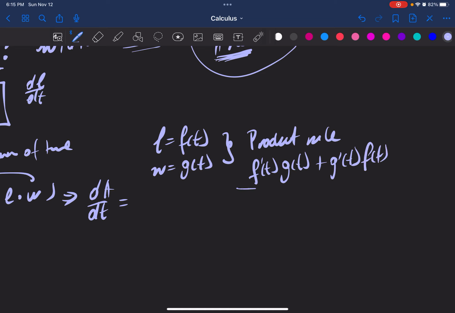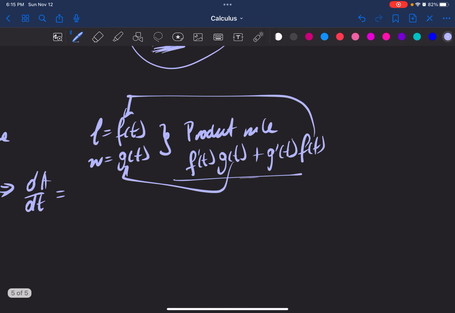So with this, I knew that my f of t was L and my g of t was W. So I can substitute it here by saying that f prime of t would be L prime multiplied by g of t, which is W, plus g prime of t, which is W prime, multiplied by f of t, which is L. So in this case, my dA over dt is equal to the derivative of the length times the width plus the derivative of the width times the length, right?